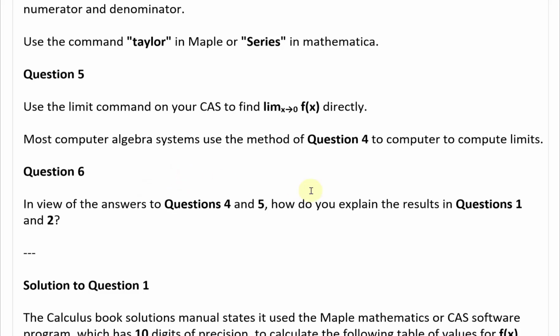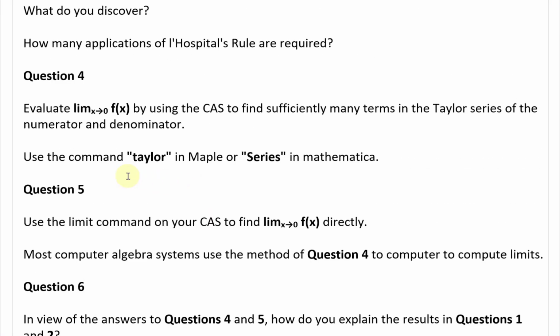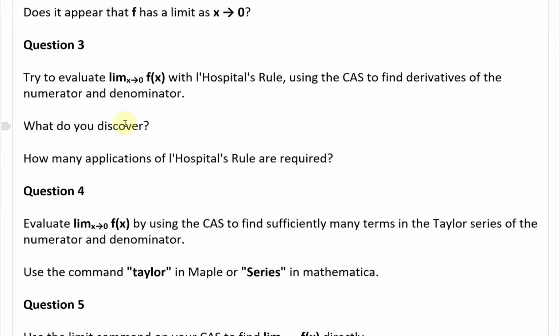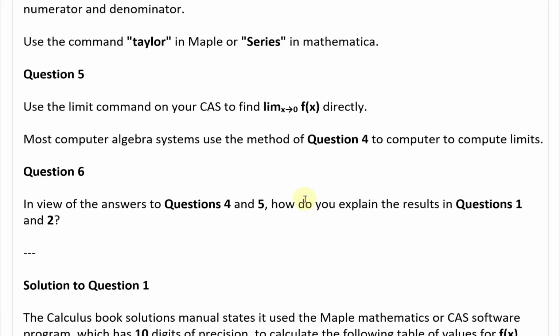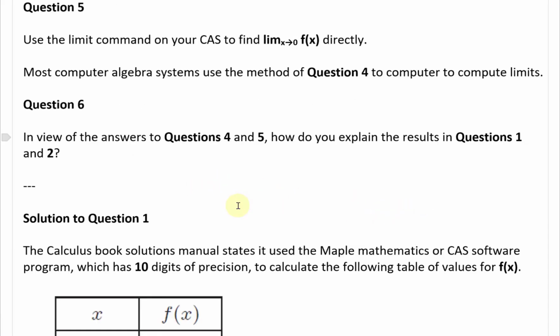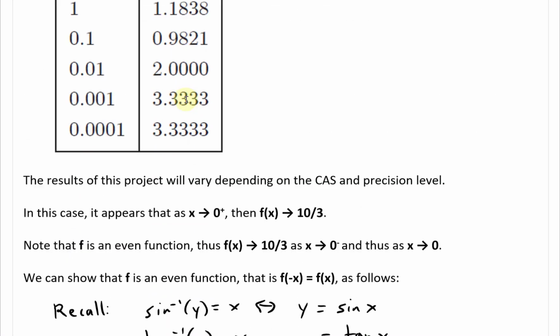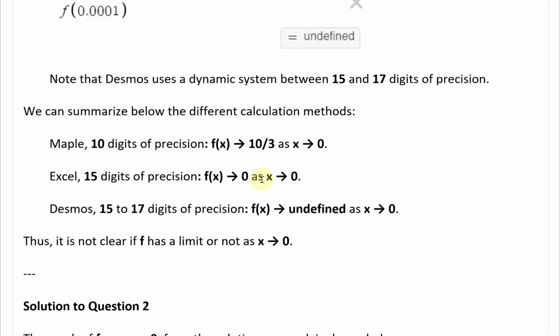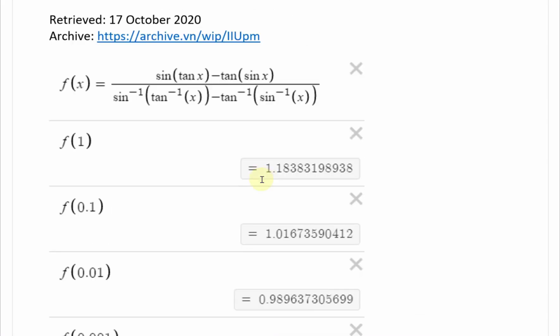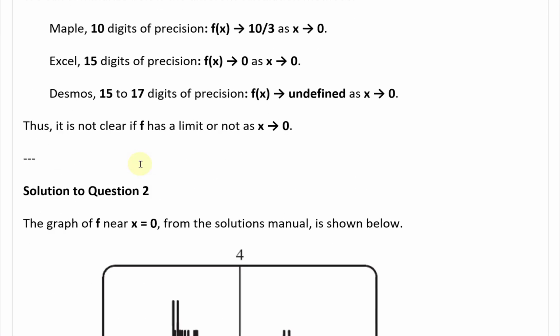So what's our explanation for why the answers in questions 4 and 5 gave 1? Yes, questions 4 and 5 gave 1, as well as question 3 gave a equals 1. But how do you explain the results in questions 1 and 2? And yeah, because we were using the same CAS, the same Wolfram Alpha to solve it. Actually, I didn't use Wolfram Alpha. I used Desmos, Maple, and Excel, or the Maple from the Solutions Manual.